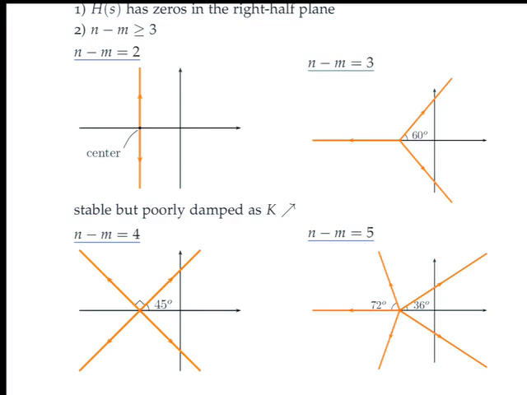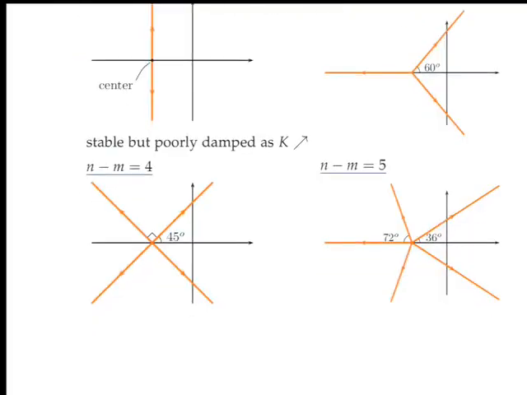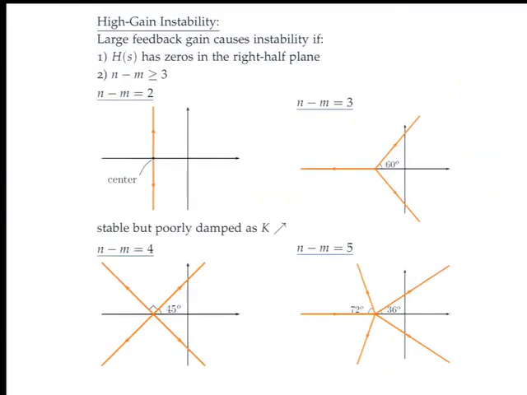Okay? And regardless of that, if you have any right half plane zeros, high gain again gives you instability, because one of the branches of the root locus will go to that zero. And if the zero is on the unstable side, then you'll become unstable. All right? So now you see that high gain can create instability. So it's not necessarily a desirable thing. Any questions? You sure?